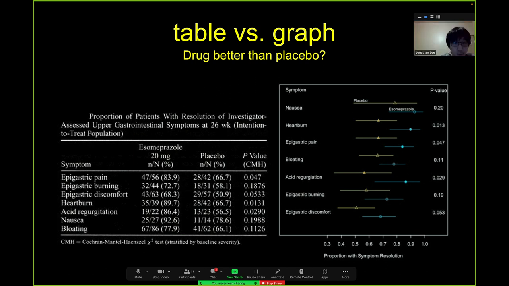Graph. Okay, who's that? Jonathan said graph. Okay. And why? Jonathan, why? It's easier to visualize, and you can also see the mean of the placebo versus the drug one.